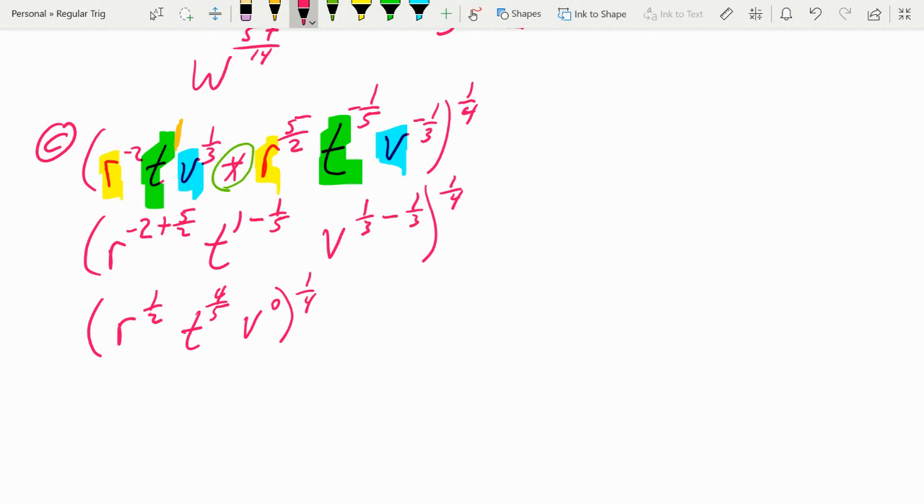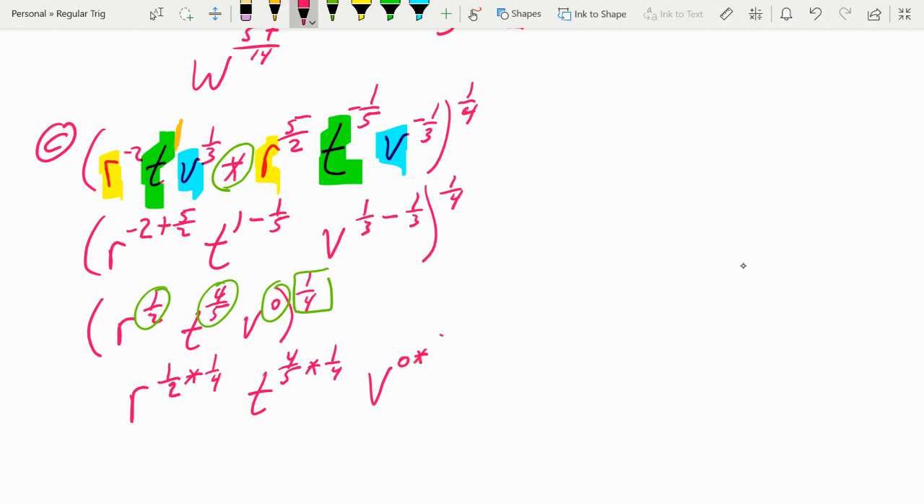So what happens when we have powers raised to powers? Yes, we multiply. So I have r to the 1/2, 1/2 times 1/4. T to the 4/5 times 1/4. And then here I have this v to the 0 times 1/4.